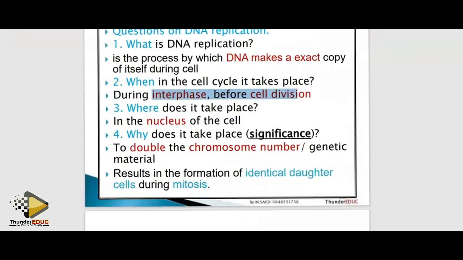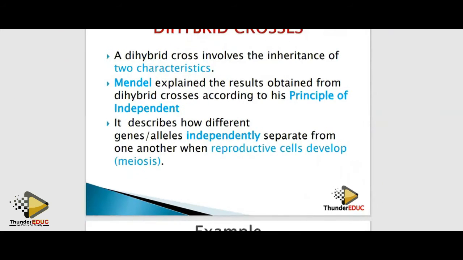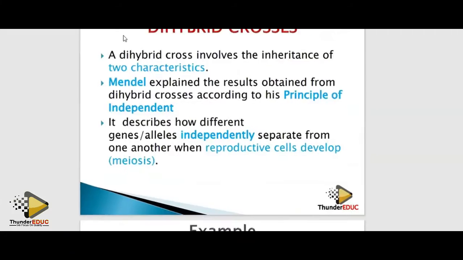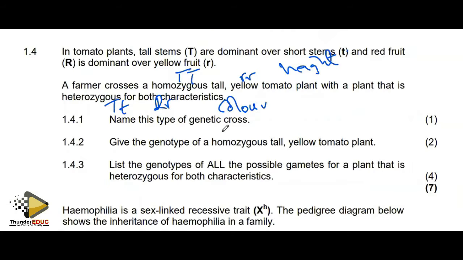Where do you get it in our booklet? Yes, we get it from here. Dihybrid cross involves inheritance of two characteristics. Here we see that you have the height and the color, two characteristics. So in the dihybrid cross, a cross which involves two characteristics, they're asking for the genotype of a homozygous tall and yellow plant. We have seen homozygous tall, which is capital T, and yellow, which is recessive, so it's going to be small r.